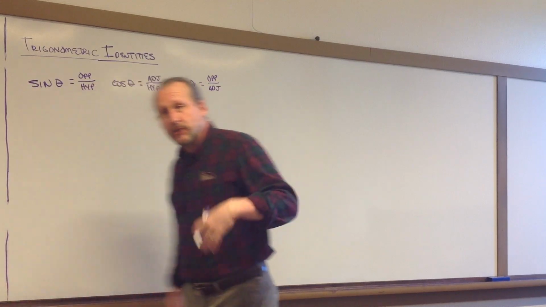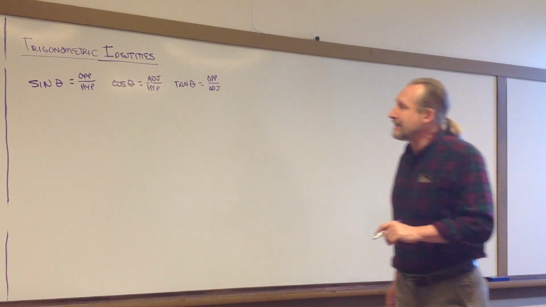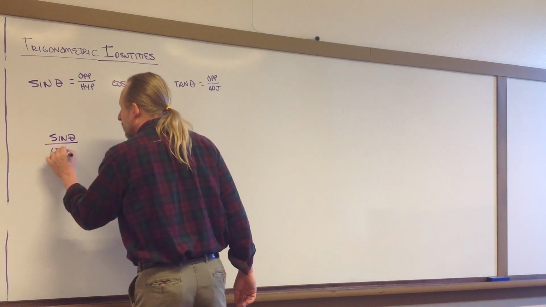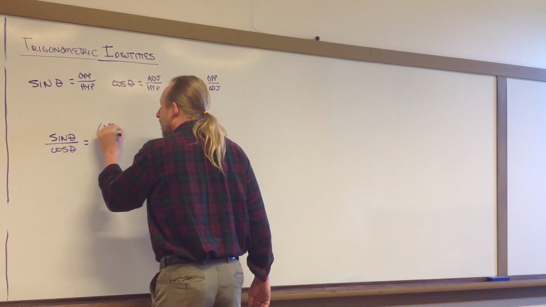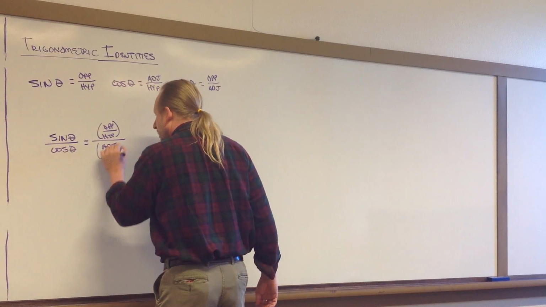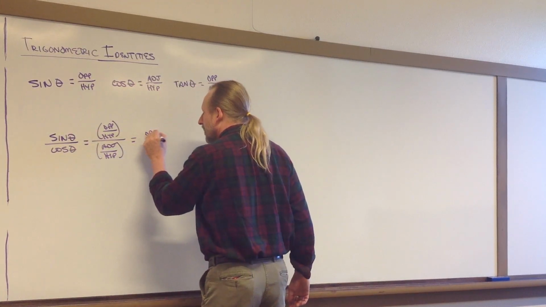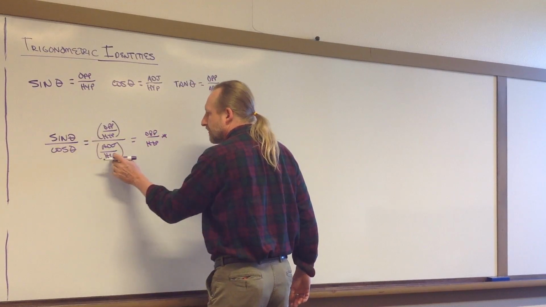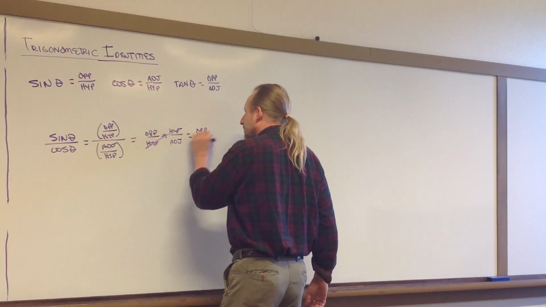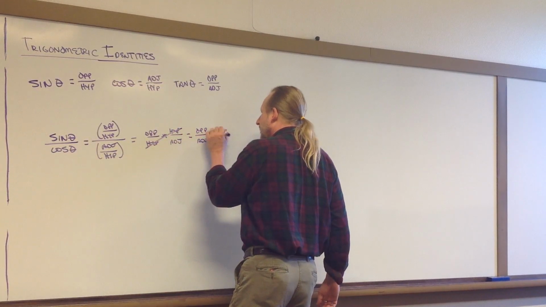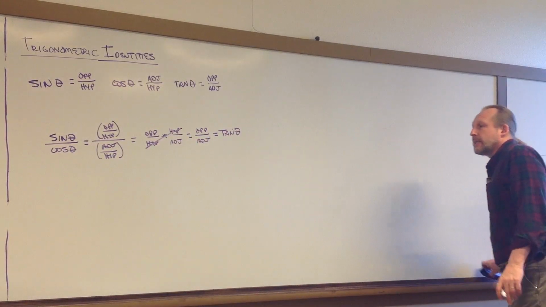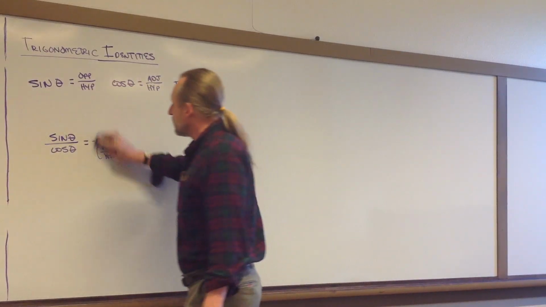Now, just with this information, we can develop a trigonometric identity, because sine over cosine is the opposite over the hypotenuse over the adjacent over the hypotenuse. And this is in the textbook, I go over this. Times the reciprocal here equals opposite over adjacent, and that's the tangent. So that's one identity right there, which is that sine theta over cosine theta is equal to tangent of theta.